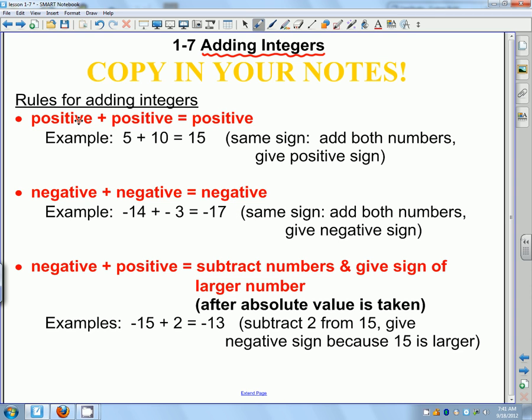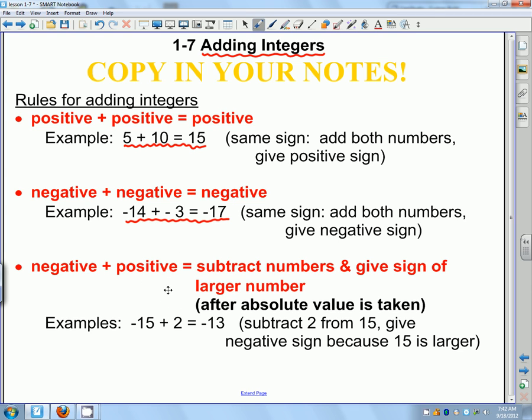So, a positive plus a positive is always a positive. So here's an example. 5 plus 10 equals 15. Super easy. Everybody kind of knows that one. That's not a problem. Negative plus negative equals a negative. So if I have negative 14 plus negative 3, I just add them together and I keep my negative sign and it becomes negative 17.